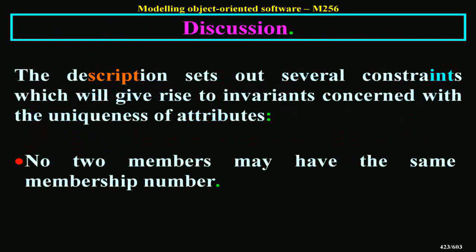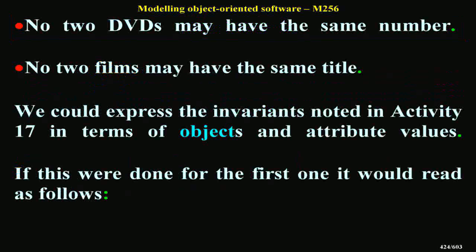Discussion. The description sets out several constraints which will give rise to invariants concerned with the uniqueness of attributes. No two members may have the same membership number. No two DVDs may have the same number. No two films may have the same title.